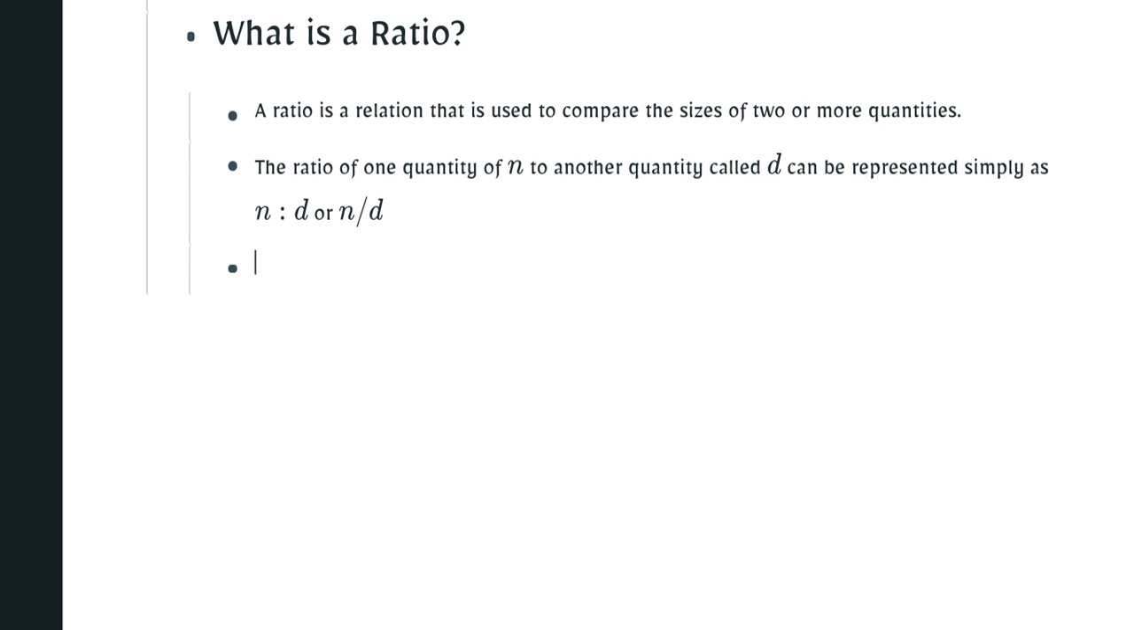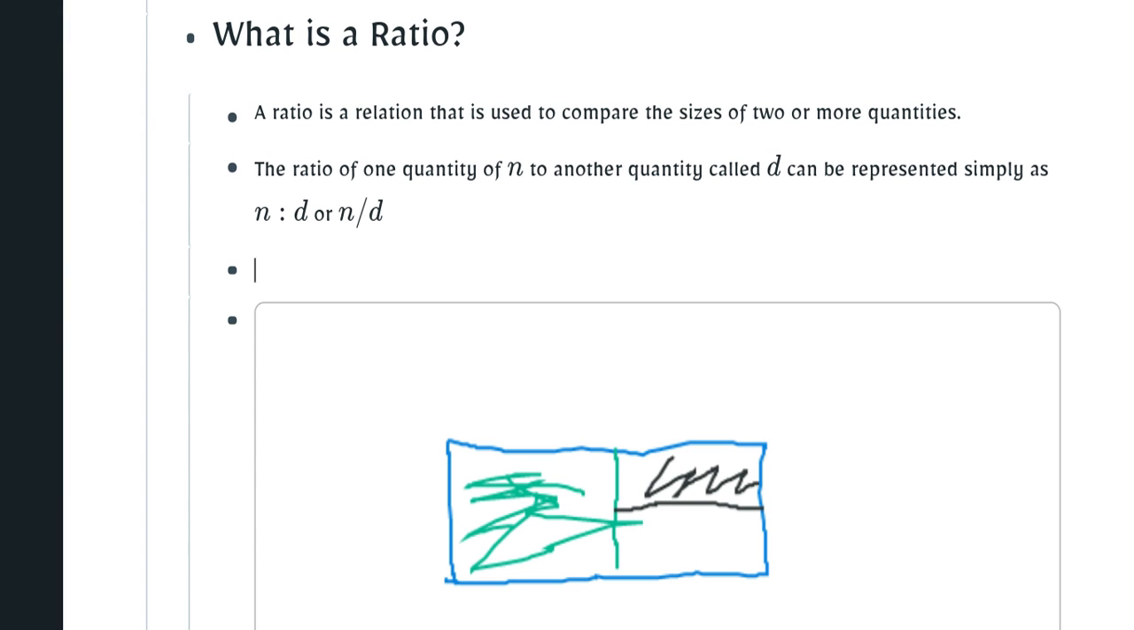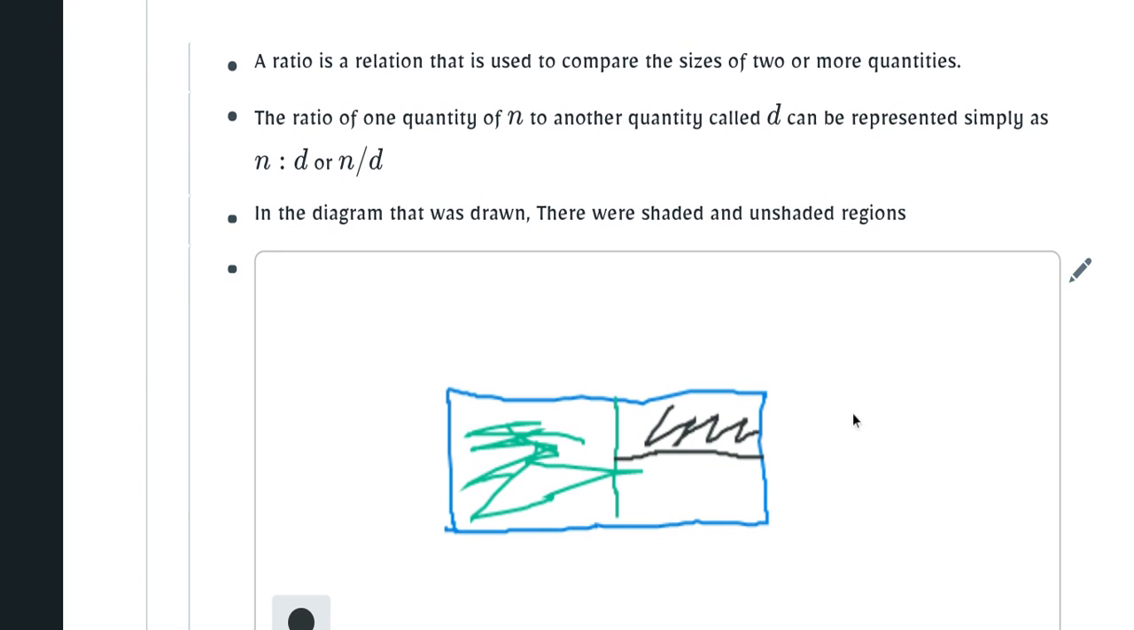All right. So write something. In the diagram that was drawn, right? There were shaded and unshaded regions. Matter of fact, let me go back for the drawing so I can help you to see what I'm saying. There we go. So in the diagram that was drawn, there were shaded and unshaded regions, right? Athzura shaded green, Jazeel was shaded black, and I was unshaded, right?